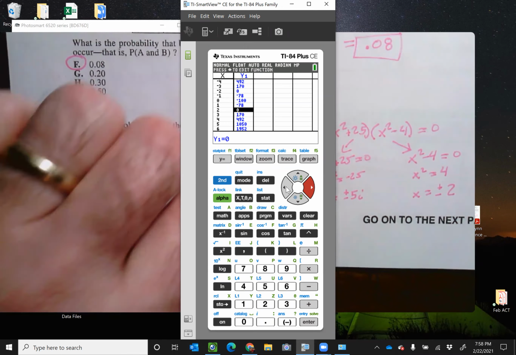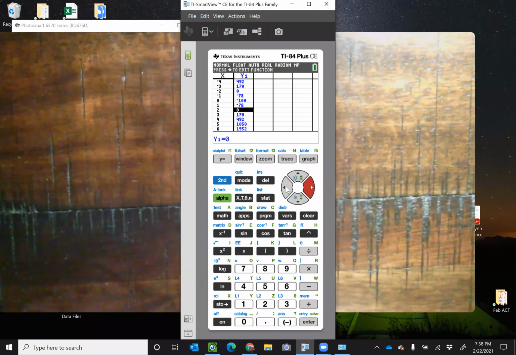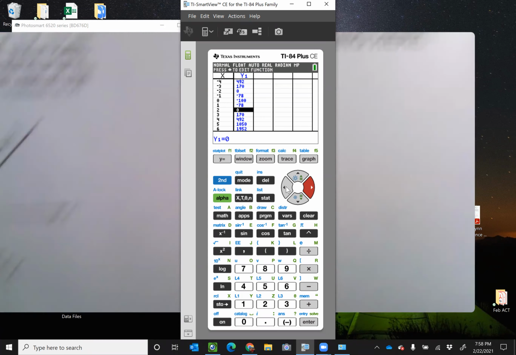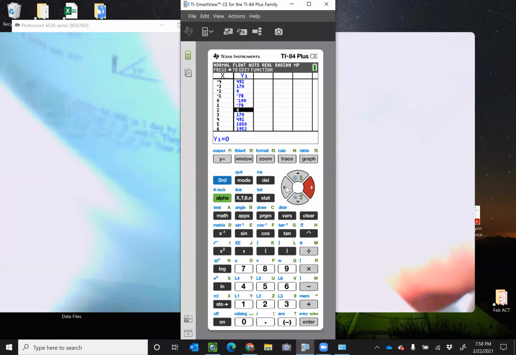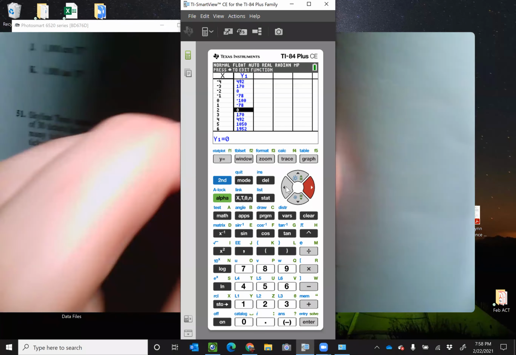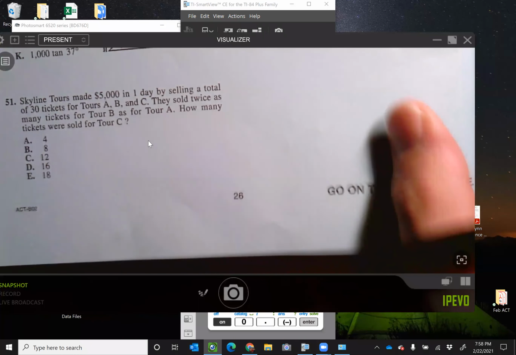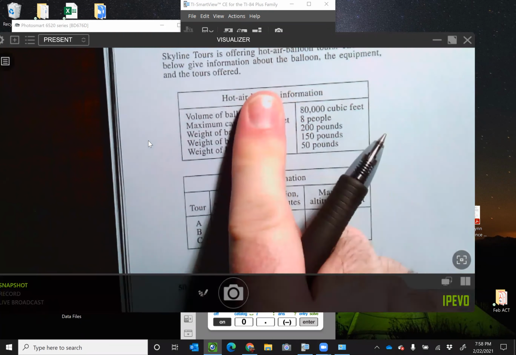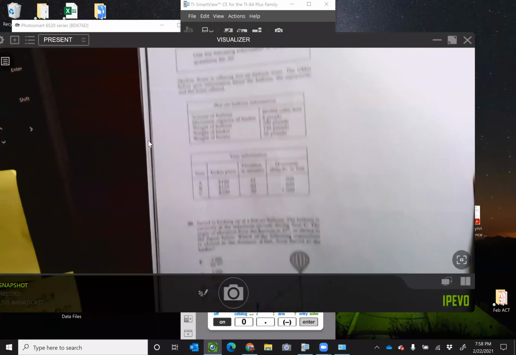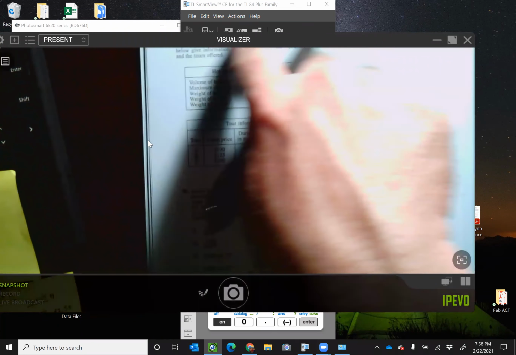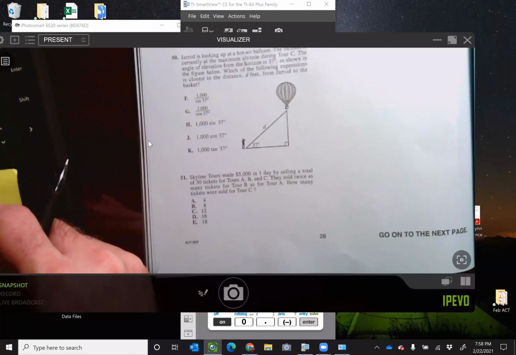Okay. I want to talk about a technique. It's question number 51. Now, 51 is one of those questions that it's a big grouping, like this whole page deals with this little bit of information here. This little bit of information we would use to figure out 50, 51, and then 52 on the next page.